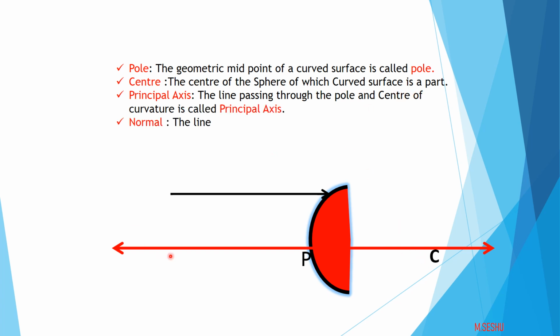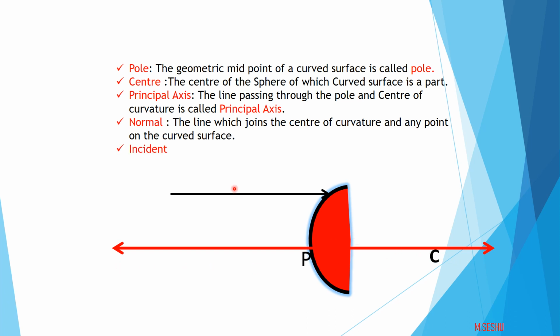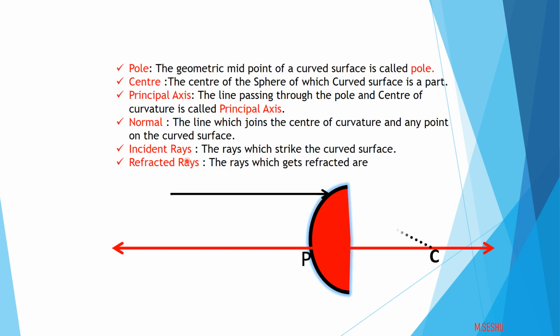Next, this is the principal axis, the line which passes through the pole and center of curvature. Next, normal: the line which joins the center and any point on the circumference. Next, the incident ray: the rays which strike the curved surface. Next, the refracted ray: the rays which get refracted are called refracted rays.